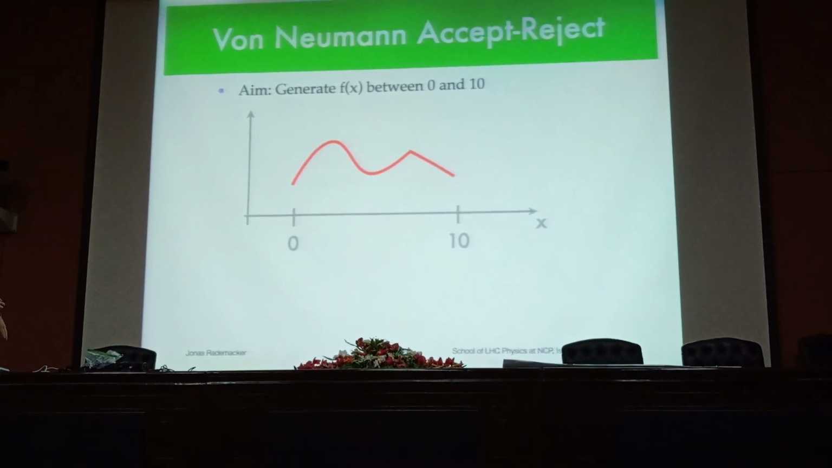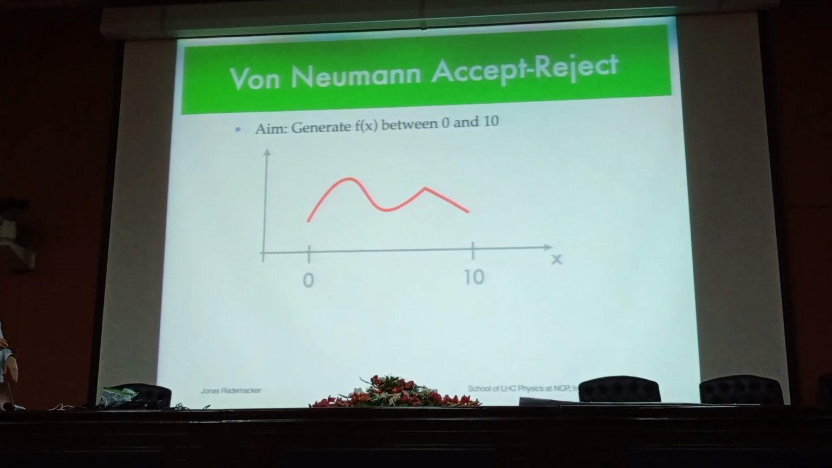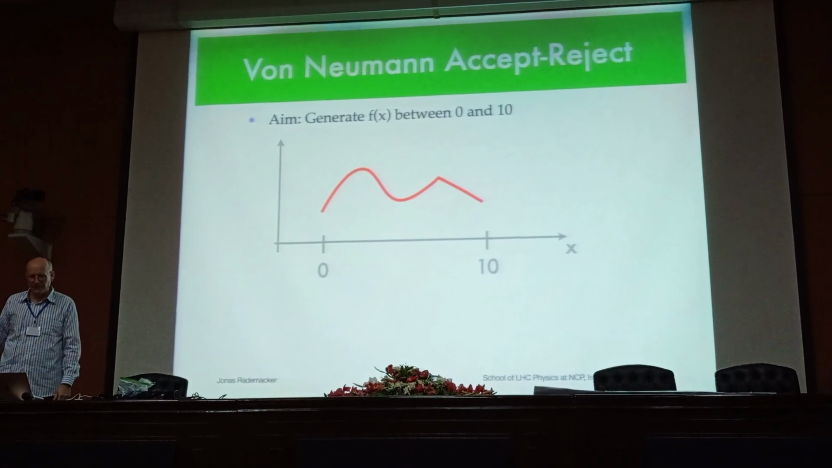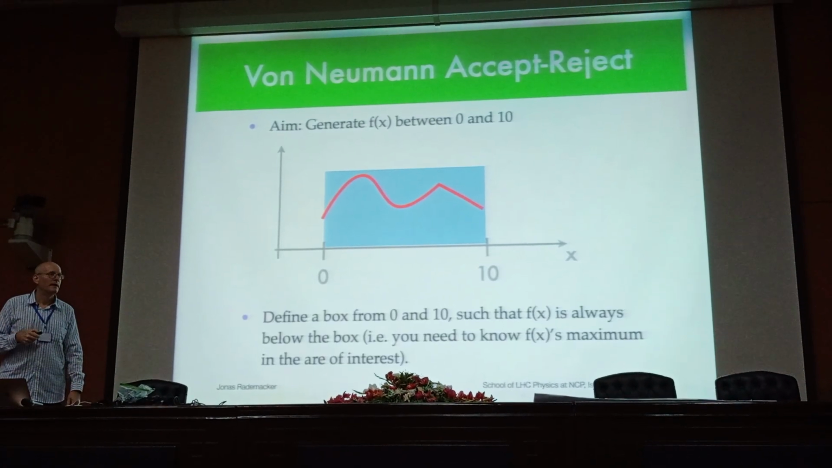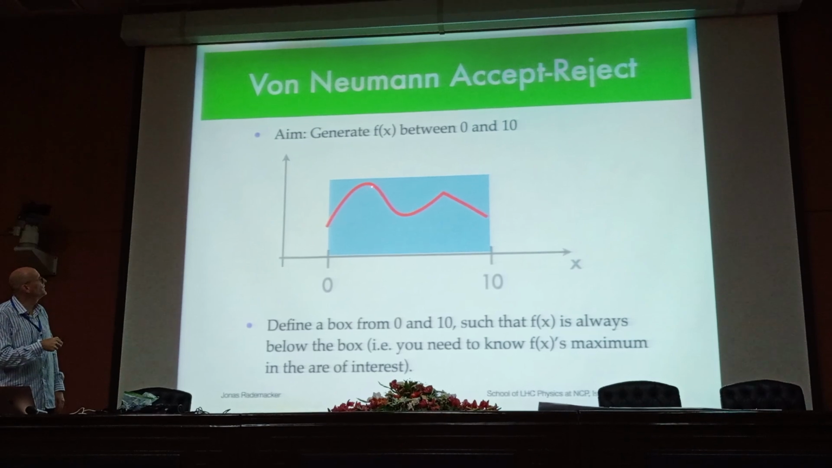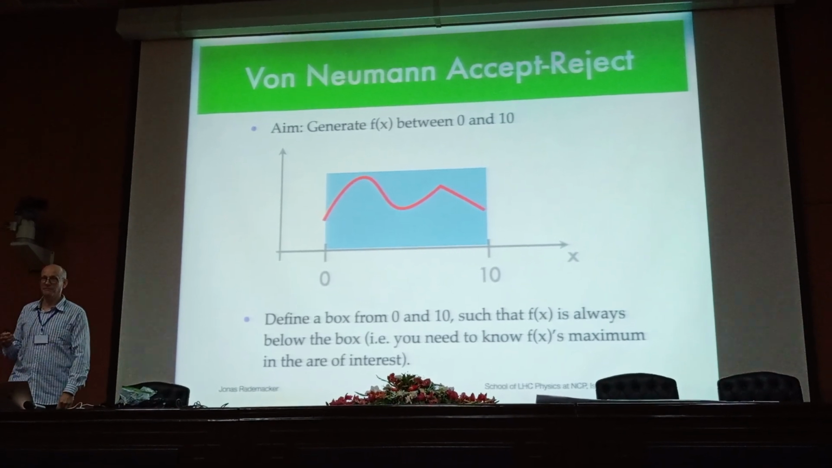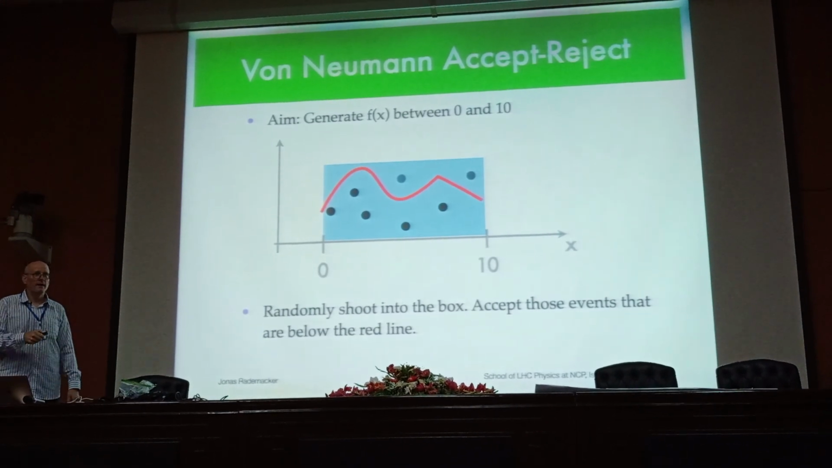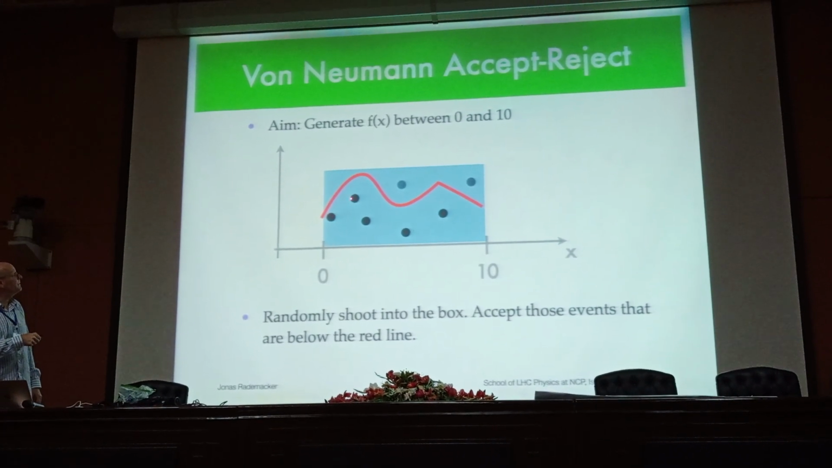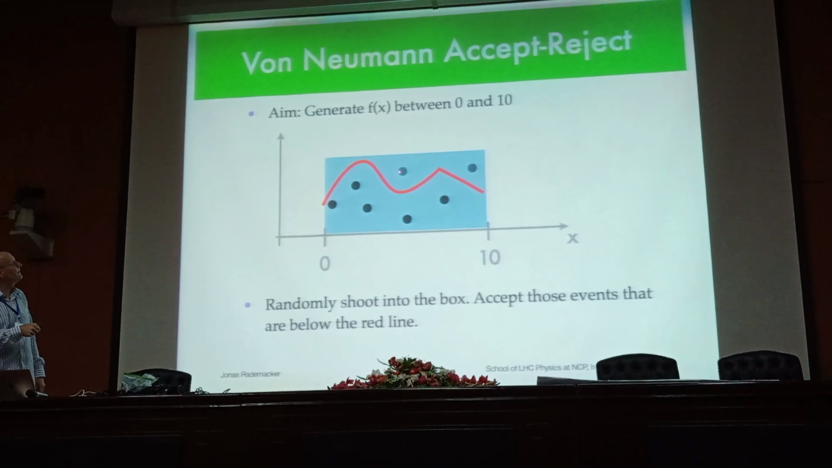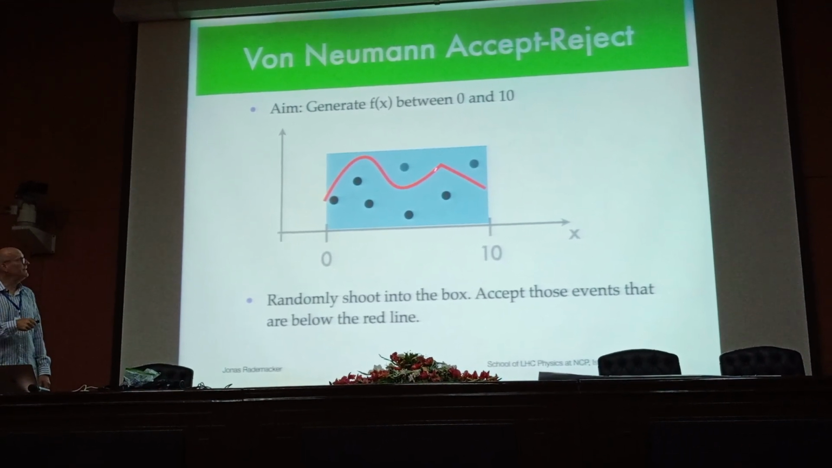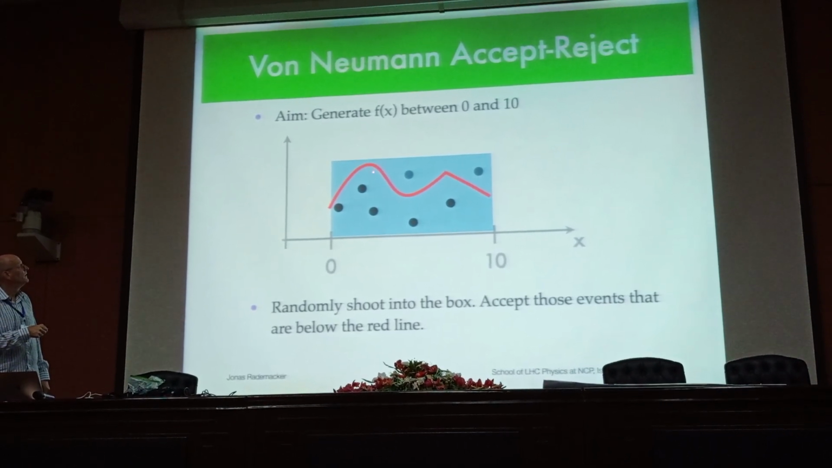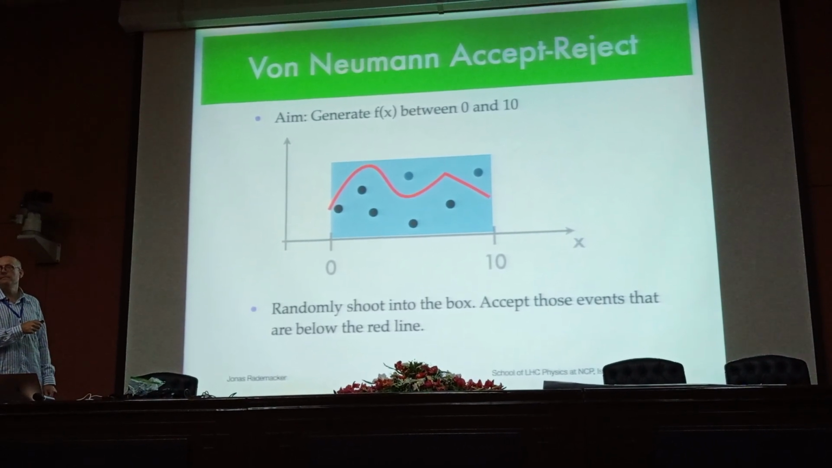And the way I do this in a very generic way that always works, it's not the most efficient, but it always works, is I enclose it in a box. I have to make sure that the upper line of the box is above the maximum of the function. And then I shoot at it randomly, and I accept the events below, and I reject the events above my function. And that means at every point here, the probability that an event gets accepted is exactly proportional to the height of that function. And that's what I want.